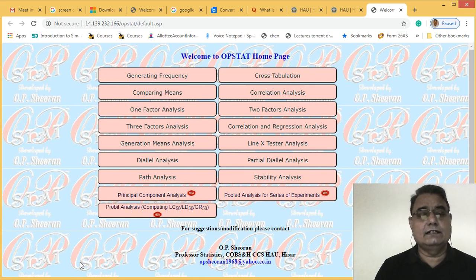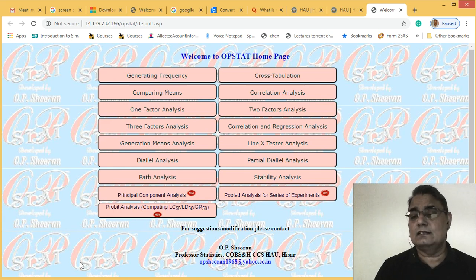Then generation mean, line into tester, diallele, partial diallele, path and stability analysis. These modules belong to biometrical methods. In generation mean analysis, the 3-parameter model and 5-parameter model with 3 generation, 6 generation and 7th generation data, for replication and without replication, data for replication with weights, means every kind of facility is available in generation mean analysis. It also performs the scaling test and analyzes your data for 3-parameter model and 6-parameter model.